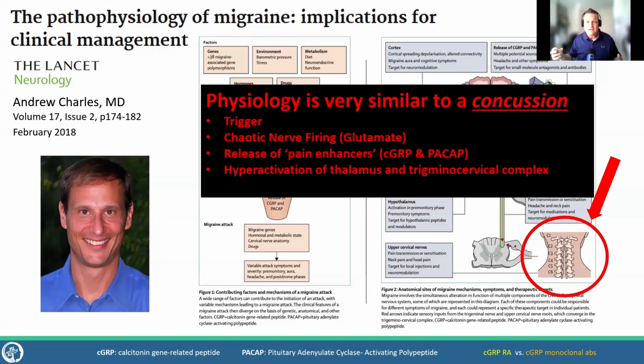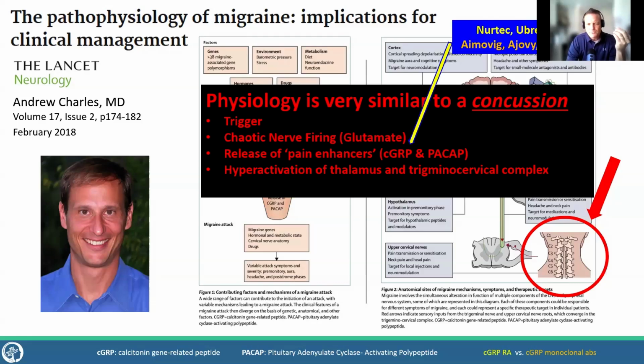So that chaotic nerve firing causes glutamate, which is a receptor in the brain, to be released. And then your brain just releases all these pain enhancers. They're like inflammatory markers or cytokines, right? And one's called a CGRP. The other one is a PACAP. I'm not going to go into even what those are chemically. But that then enhances and activates certain parts of your brain. One is the thalamus and one's the trigeminal nerve.